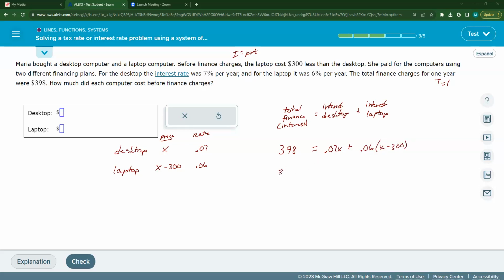So distributing, 398 equals 0.07x plus 0.06x. Move 2, so this is going to be like 6 times 3 is 18, so minus 18. I'm going to add the 18 to both sides. And this will be 416. And then this will be adding them together, so it equals 0.13x divided by 0.13.